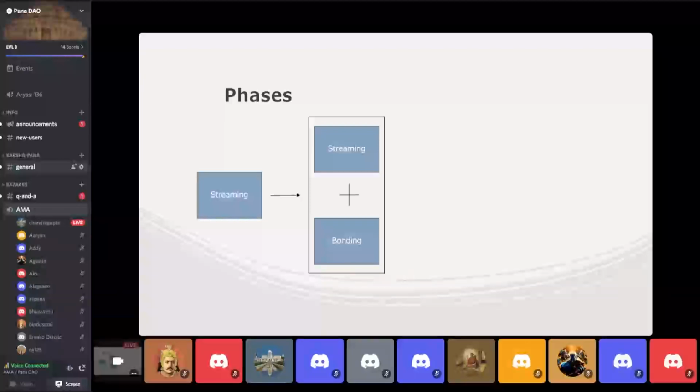So that is one of the primary reasons for having a hybrid phase, and eventually we would switch to the bonding only mechanic, where streaming would be completely turned off. At this point, the token is not available for free anymore. At this point of time, anyone who wants to get their hands on new tokens either has to buy it from the liquidity pool or has to bond some token with the protocol to get Karsha at a discounted price. So this is where we are ready for the next phase of our protocol.